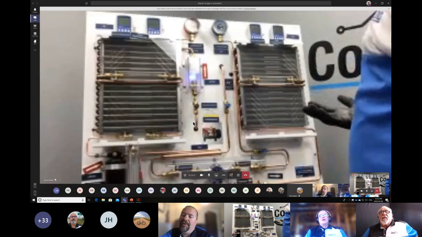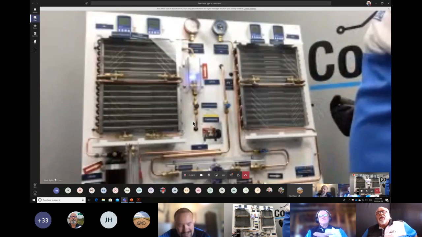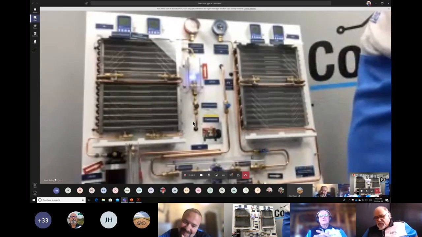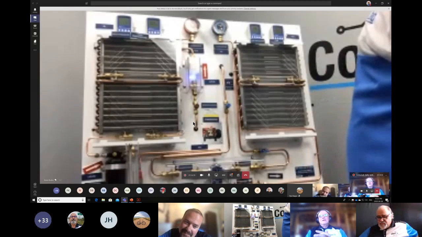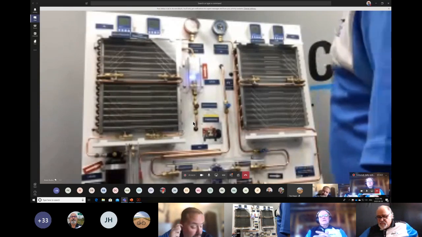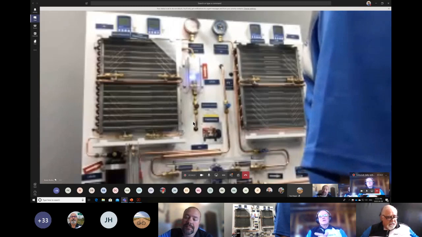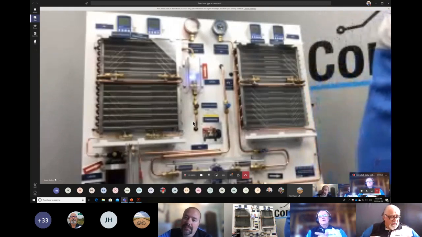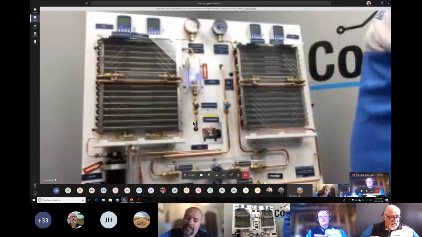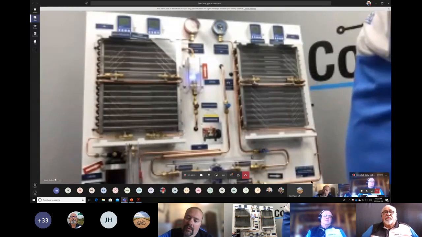The nice thing about this trainer is that we can vary the fan speeds on both the condenser and the evaporator to create the same situation as a restricted airflow, and the superheat and subcool will respond accordingly. So you can duplicate adverse conditions using both the restriction valves and the fan speeds on our trainer. Sorry, Jimmy, I didn't mean to walk over you.